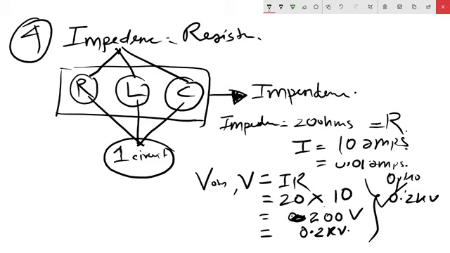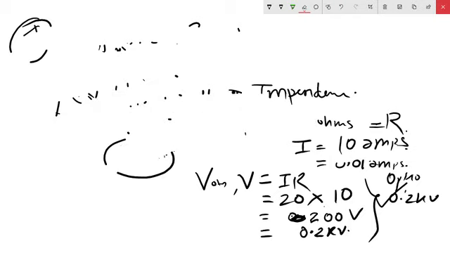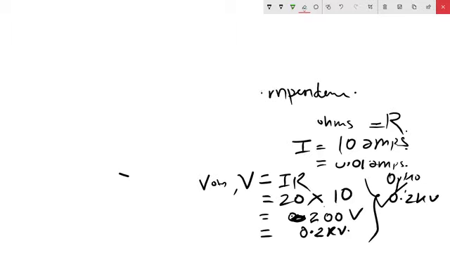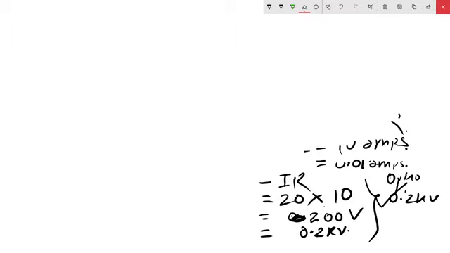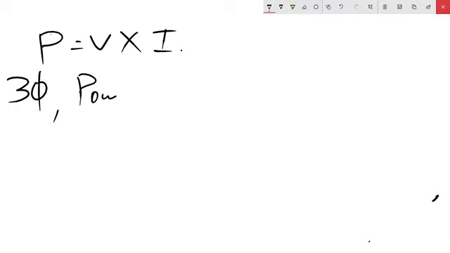The very next question is about a three-phase system. Why are they using this word three-phase system? If they are using a particular word, there is a reason behind it. In a single-phase system, power is P = V times I. But in a three-phase system, power is equal to root 3 times V times I. If you know this concept, you will not get confused while solving this question.